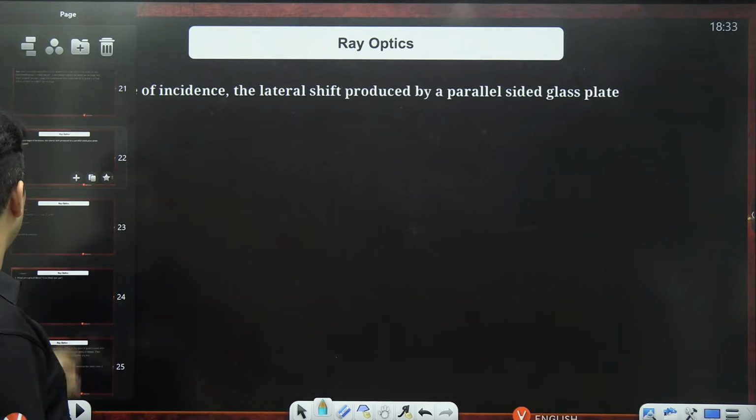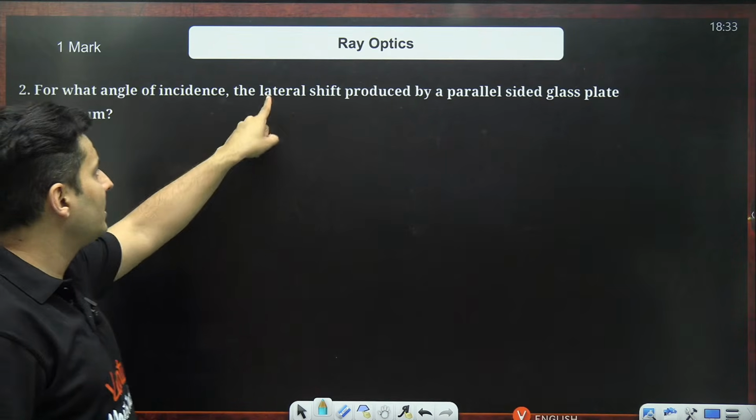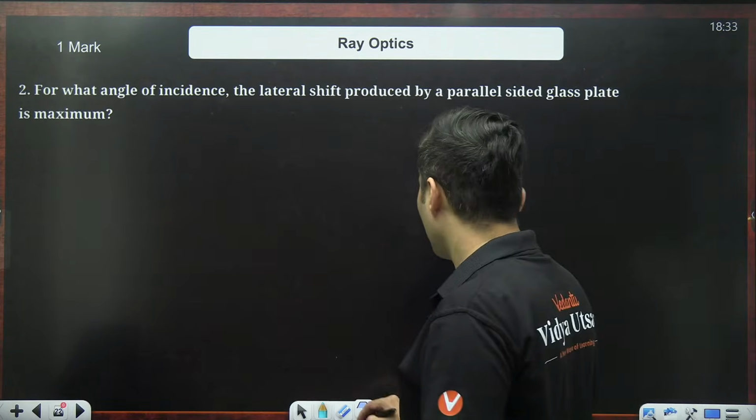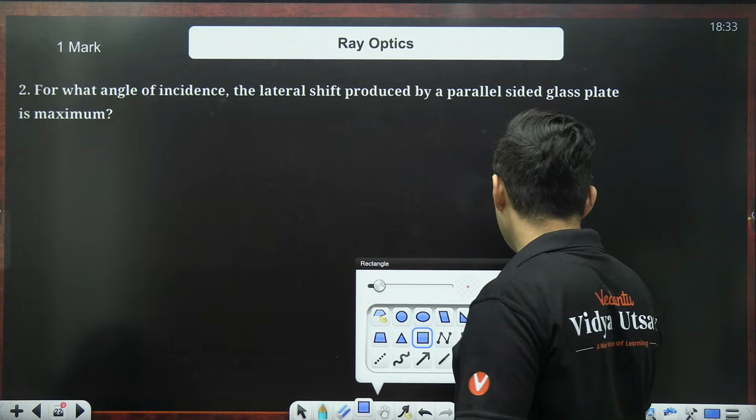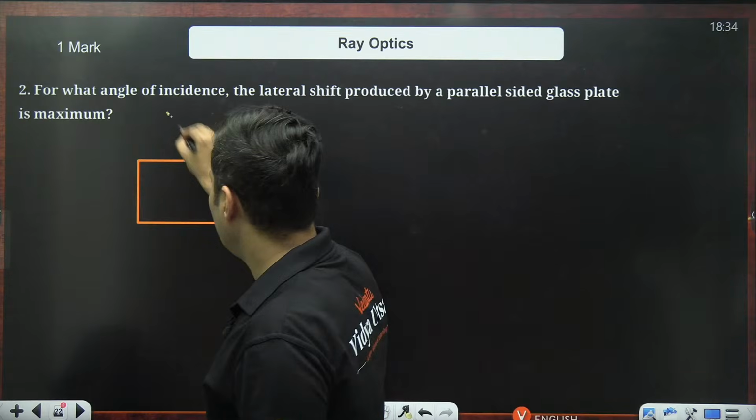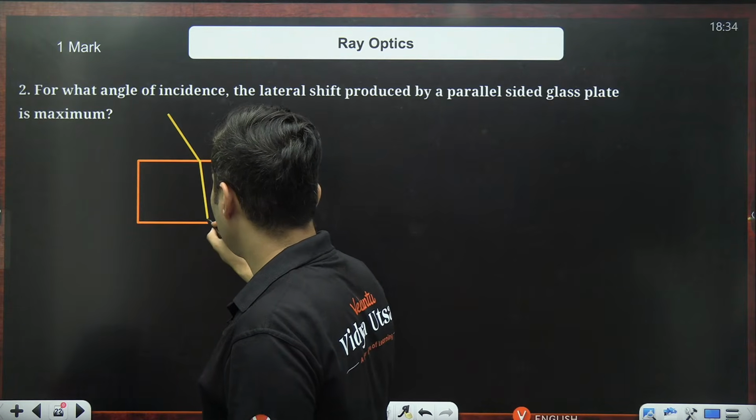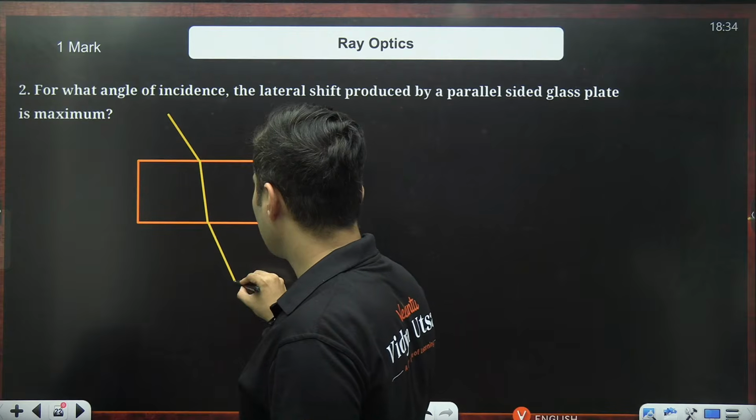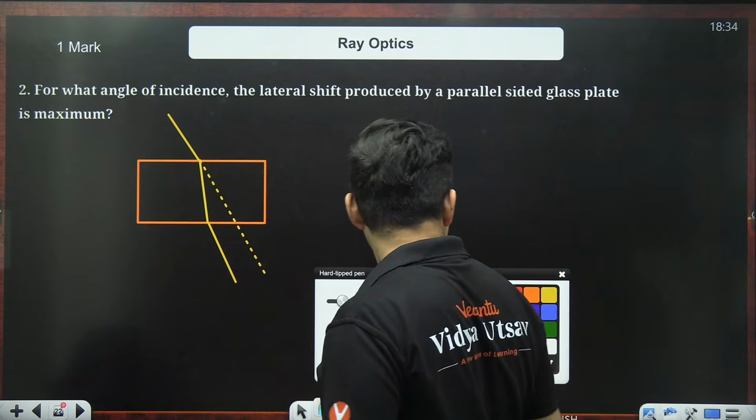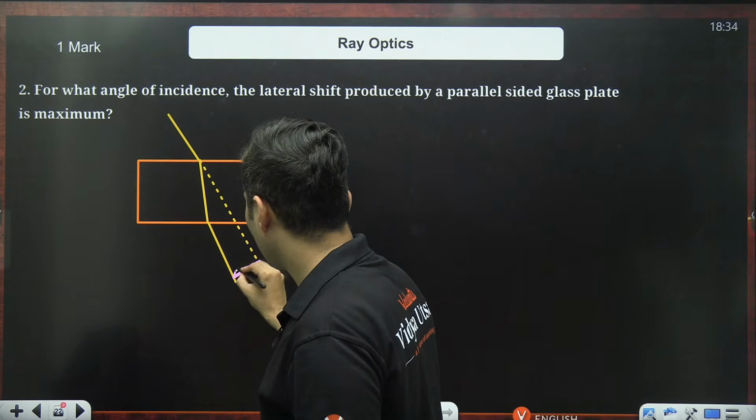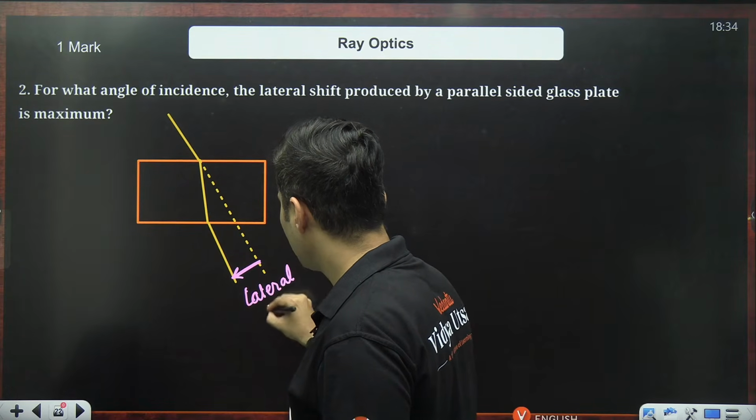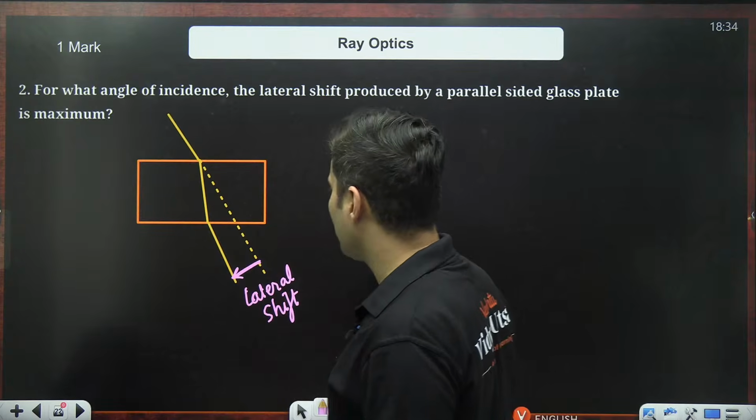Moving on to the next question on your screen. For what angle of incidence is the lateral shift produced by a parallel glass slab maximum? Remember, whenever you have a glass slab and a ray enters, let's say like this, and then refracts, and then again comes out like that, there is a phenomenon called lateral shift. That lateral shift is this. So I want this lateral shift to be maximum.